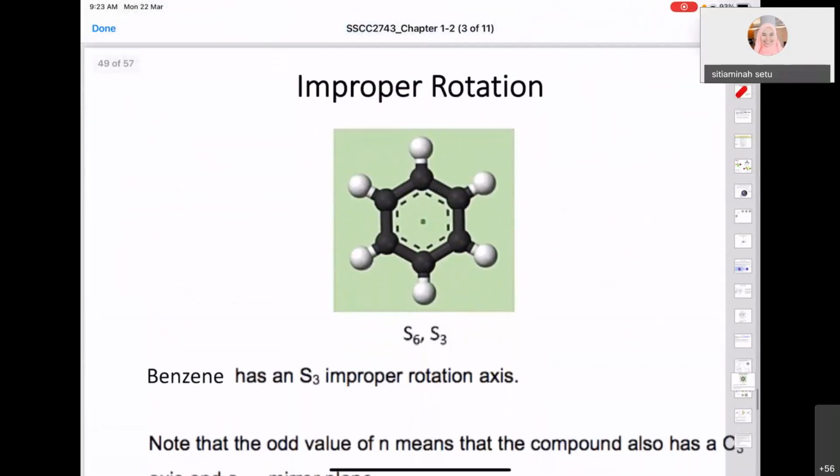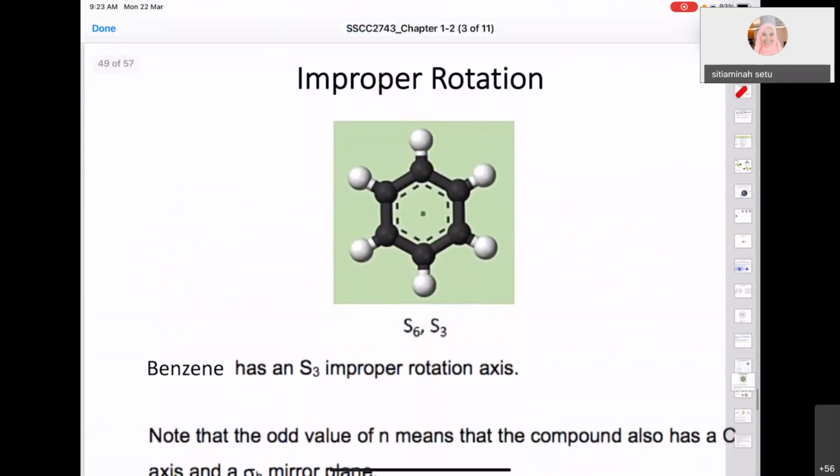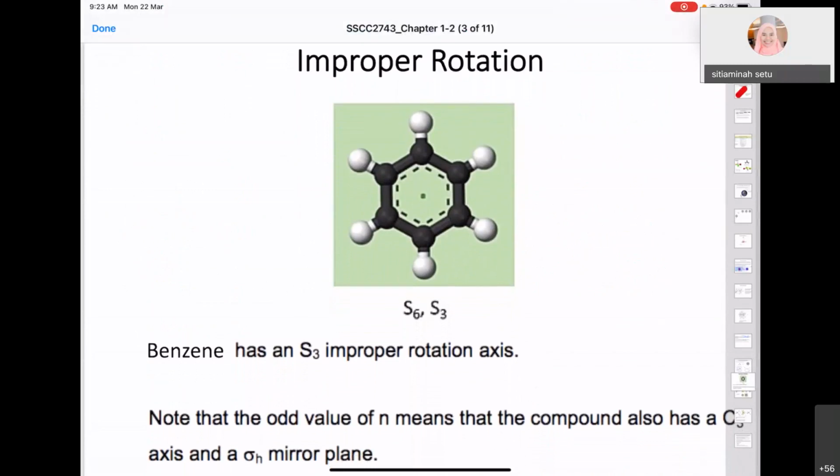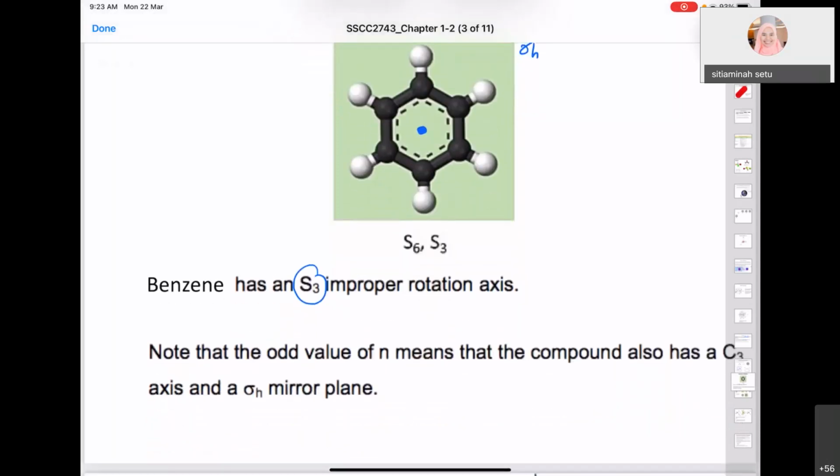Okay. So kita tengok contoh. Benzene has S3 improper rotation axis. So this one kan dia ada axis of rotation yang tengah-tengah ni, dia bukan point, dia adalah line yang go through yang center dekat benzene ni. Dan kemudian dia reflect to the sigma h yang warna hijau ni. Plane yang warna hijau. So this one S3. 3 is the odd value, nombor ganjil. That means this compound also has the C3 and sigma h mirror plane.